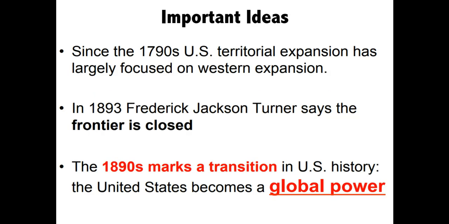Some important ideas that we need to talk about is that since the 1790s, U.S. territorial expansion has largely focused on Western expansion. In 1893, Frederick Jackson Turner said that the frontier was basically closed, meaning the U.S. had expanded from the original 13 colonies on the east coast of North America all the way to the west coast of North America and the Pacific Ocean. The 1890s marked a transition in U.S. history. The United States became a global power.